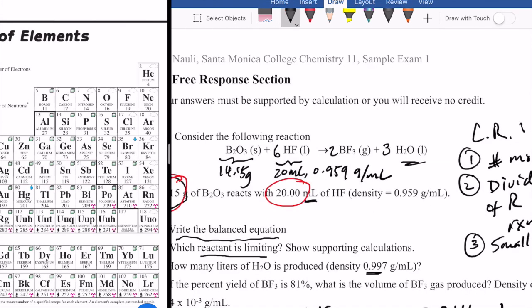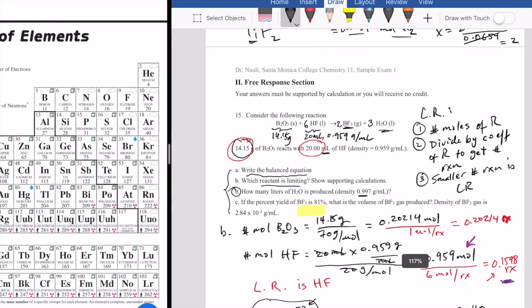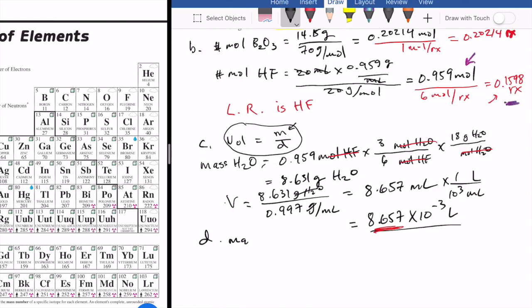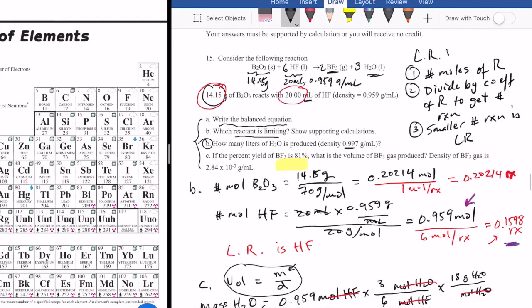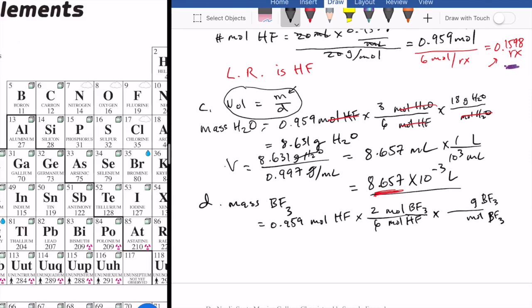The last question, we want to know how much of BF3 is being produced if you got a percent yield of BF3 being 81%. So let's work that out. The first thing is to figure out what the theoretical yield would be of BF3. So we'll calculate our mass of BF3, and this is from our limiting reactant, HF. That's going to be multiplied by the mole ratio or the stoichiometric relationship between HF and BF3, and we look up our equation earlier, would be 2:6. And then we have to find the molar mass of BF3, which is 68.